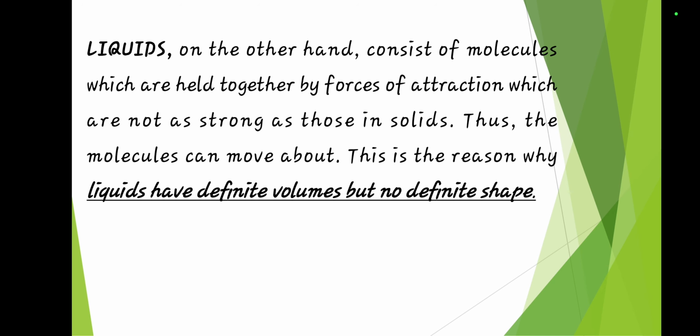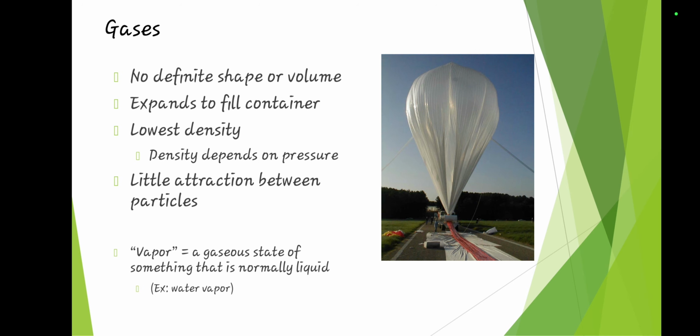Trying to figure out what liquid is in the simplest form, liquid has definite volume but no definite shape. On the other hand, molecules are held together with forces of attraction which are not as strong as in the solid. So at the topmost pa rin, it is still a solid. The topmost would be the solid, the next one would be the liquid, and the last one would be the gas. For gases, there is no definite shape or volume. It usually expands to fill the container, like a gas such as hydrogen.